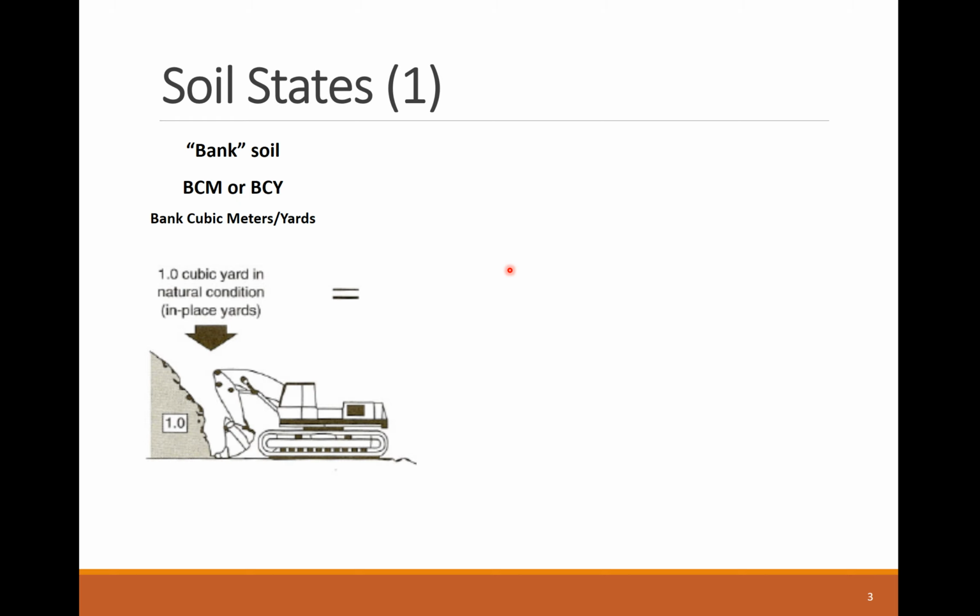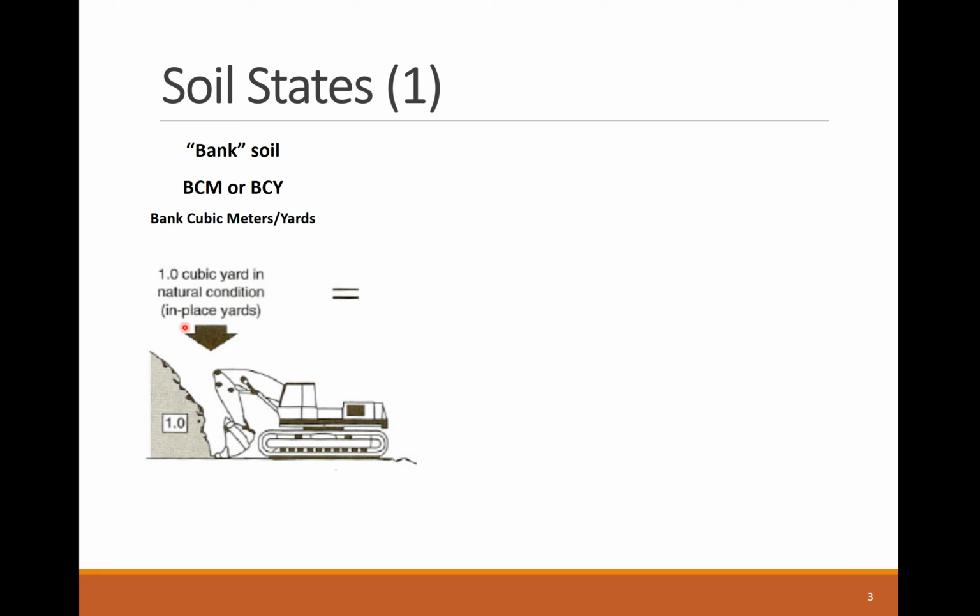Let's follow the life story of a cubic yard of soil during a typical earth moving operation. In this earthwork or earth moving operation, the soil is excavated from a cut area in the site, transported to a fill area where it is compacted.